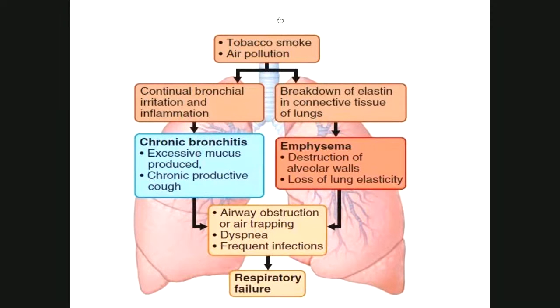As you can see here, tobacco smoke and air pollution can lead to bronchial irritation with inflammation, chronic bronchitis, or breakdown of the elastin, the connective tissue of the lungs, causing emphysema. This will lead to airway obstruction, dyspnea, and hypoxia, and it will make the person more prone to developing lung infection. A similar thing also happens in coronavirus infection. Infection with secondary bacteria is more likely to happen. Dyspnea is shortness of breath, difficulty in breathing.